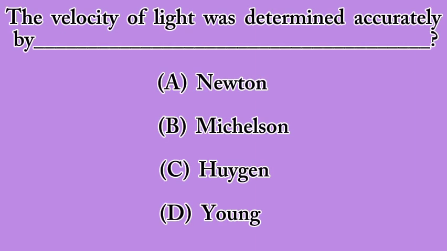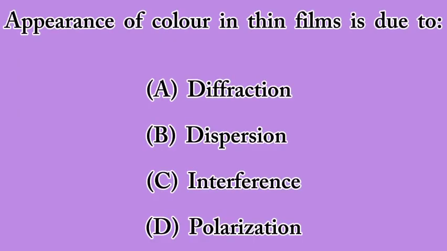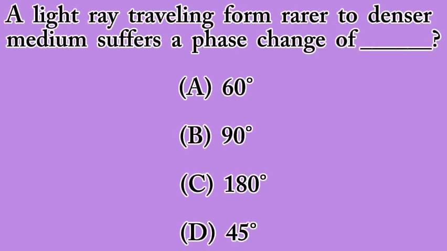The velocity of light was determined accurately by: A. Newton, B. Michelson, C. Huygens, D. Young. Appearance of color in thin films is due to: A. Diffraction, B. Dispersion, C. Interference, D. Polarization. A light ray traveling from rarer to denser medium suffers a phase change of: A. 60, B. 90, C. 180, D. 45.